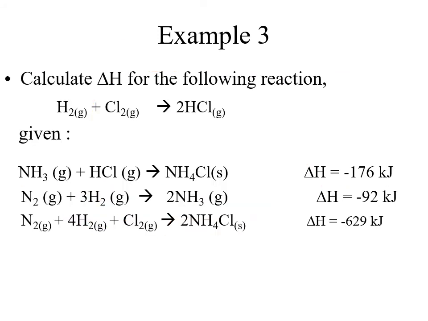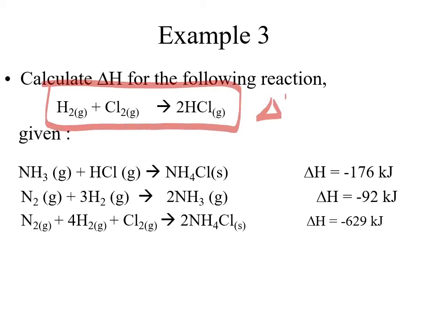All right, let's try this one out. Again, our target reaction here is a particular reaction, and we can find out what its delta H is without having to do the reaction, assuming we can take some given reactions and set them up in a way that they will sum together to give us our target reaction.